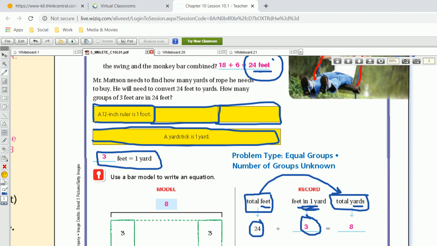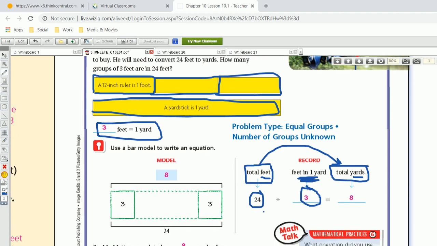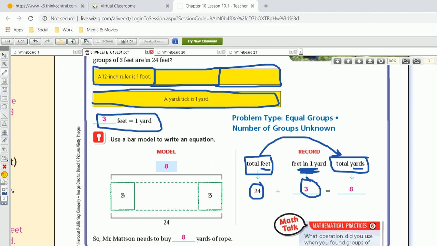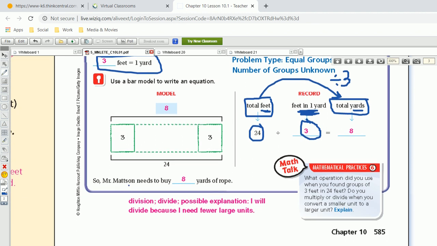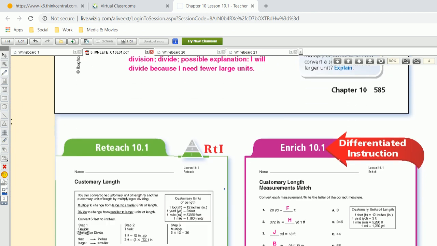Feet in 1 yard, which is 3. So if you want to convert from a big unit to a small unit, we multiply. From small unit to big unit, divide. Here, because we are converting from feet to yard, we are going to divide by 3. Okay, so Mr. Matson needs to buy 8 yards of rope. Okay, let's move to the next page.